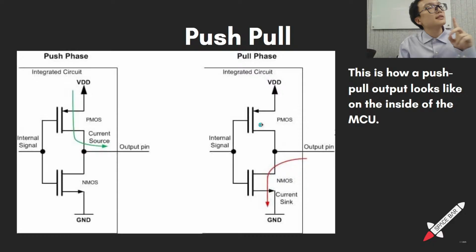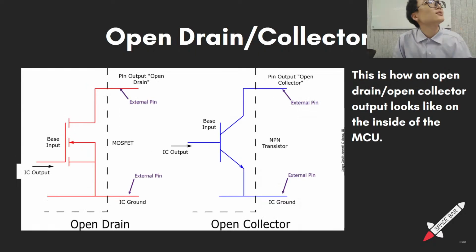The reason why it's called push-pull is that the current gets pushed through the output pin, and during the pull phase, when it's pulled down, the current gets pulled. So that's the reason why they call it push-pull. Okay, so the next type of output is an open collector. Did everyone understand push-pull? Cool.